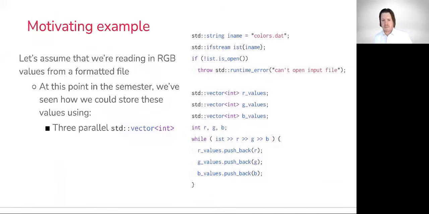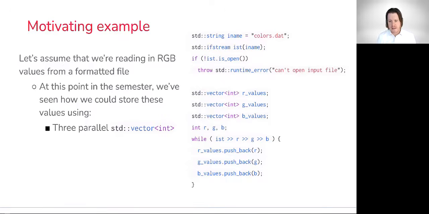So, motivating example. Let's assume that we're reading in RGB values from a formatted file. Let's assume that it's just going to be simply a number of integer values, and each triplet will be considered those of the red, green, and blue component for a color. At this point in the semester, we probably can determine one of two ways of doing this.